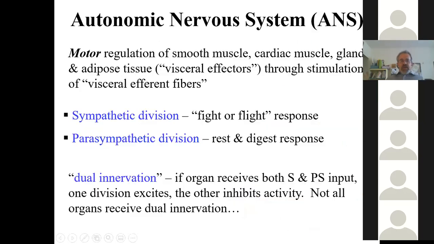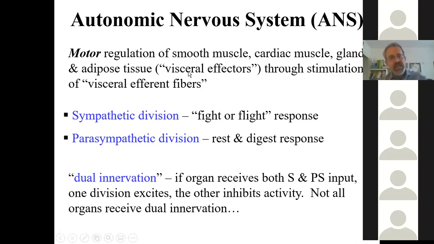All right. So basically, the autonomic nervous system involves motor regulation. If you think of motor, we're talking about efferent nerves that are going to regulate smooth muscle. Smooth muscle is just another way of saying all internal organs, because really all internal organs, even the respiratory tract, digestive tract, urinary tract, reproductive tract, consist of smooth muscle. Also cardiac muscle, glands, adipose tissue. The autonomic nervous system consists of nerves that regulate basically all the internal organs, and we call them visceral effectors.